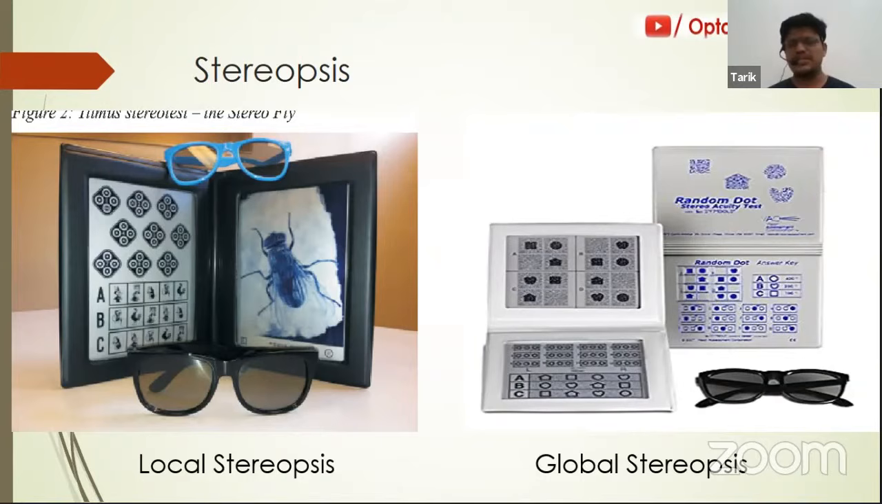Whereas with local stereopsis, as I said, the patient can have a slight tilt or something and he can find out which particular object is having depth perception. So it is easier to cheat in local stereopsis, whereas in global stereopsis, you are unable to do so.